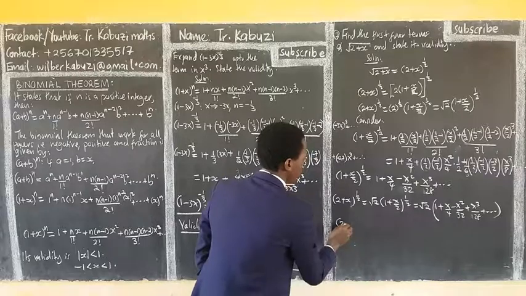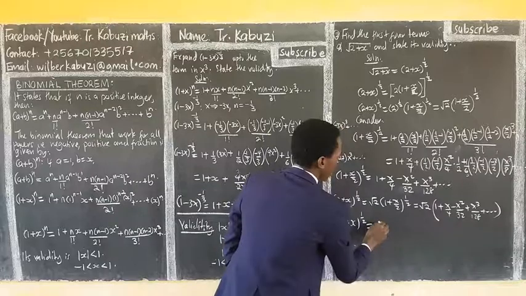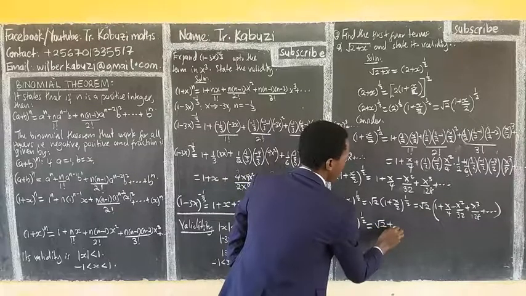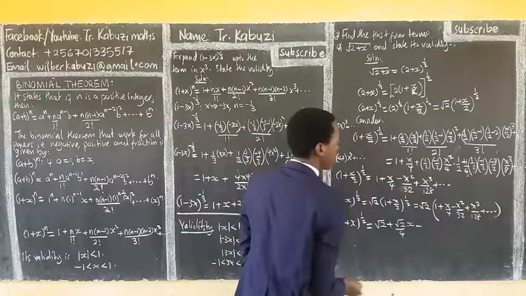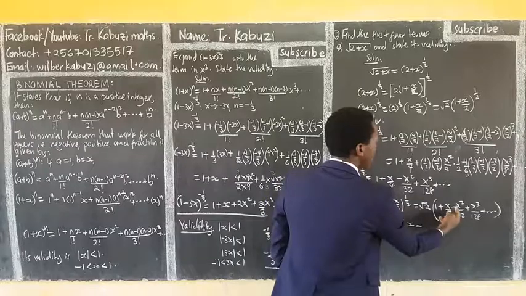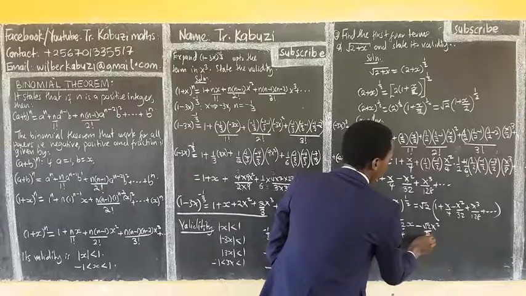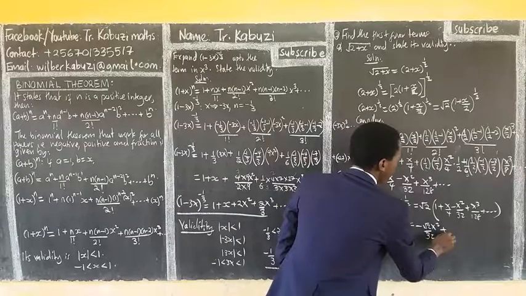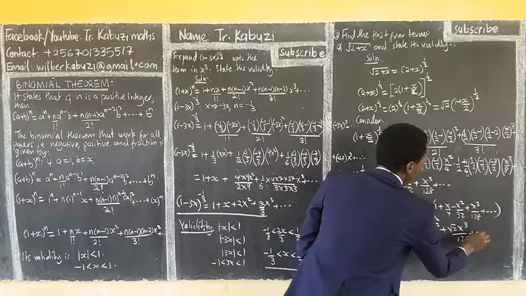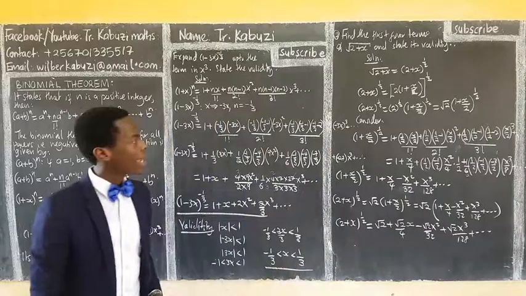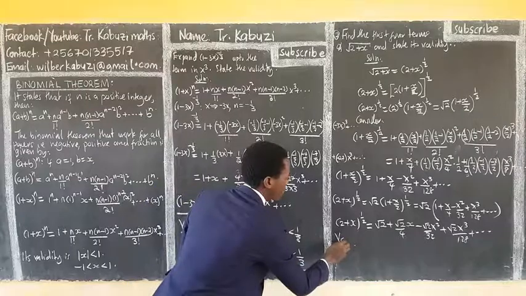So now my 2 plus x power half is going to be, this times this, you get root 2, then plus root 2 x over 4, then minus this times this, root 2 x squared over 32, then plus root 2 x cubed over 128 plus other terms. So that's how we handle that. Now they must say our validity. So our validity.